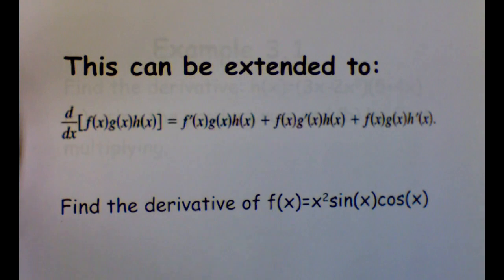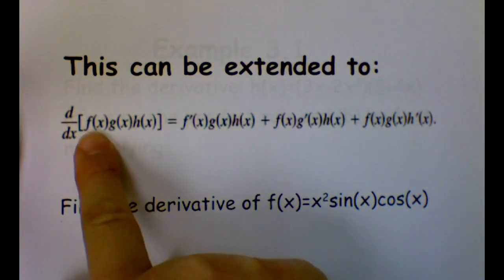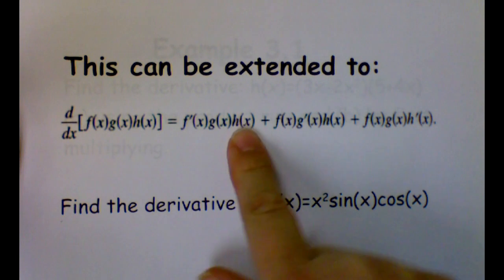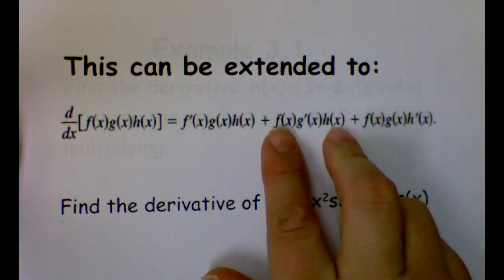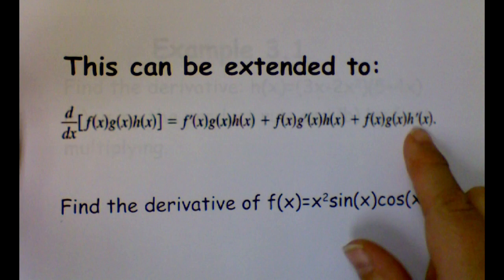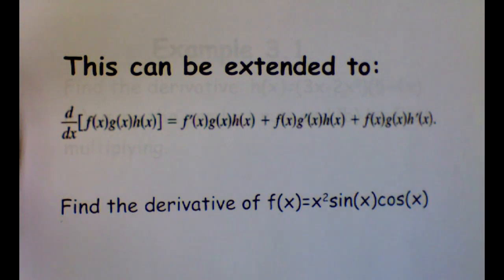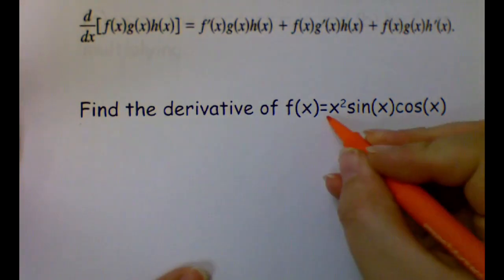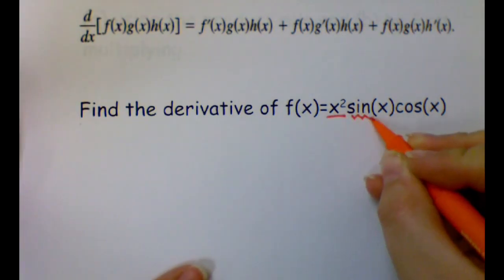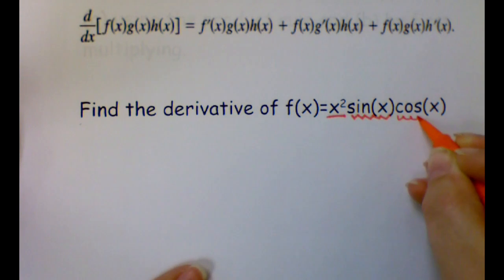But first, actually, we could extend this to three functions. I take the derivative of the first times the second two unchanged, plus the derivative of the second times the first and last unchanged, plus the derivative of the last times the first two unchanged. So to do that, let f of x equal x squared times sine of x times cosine of x. My first piece is x squared, my second is sine, my third is cosine.